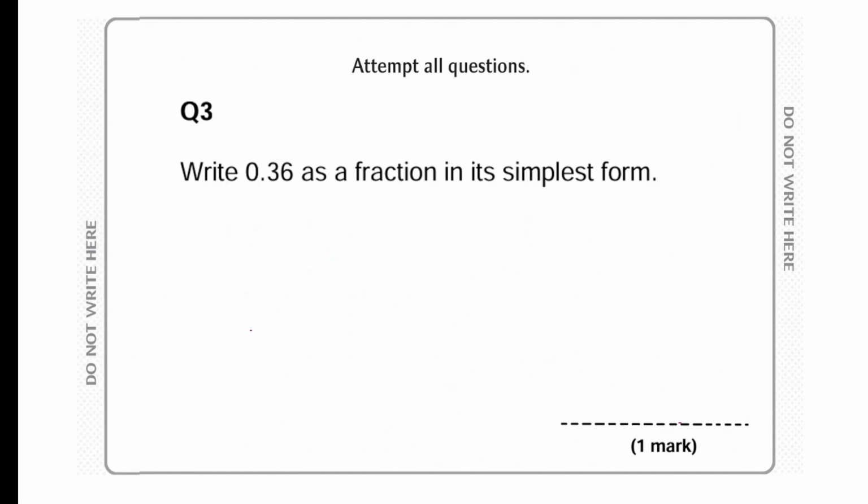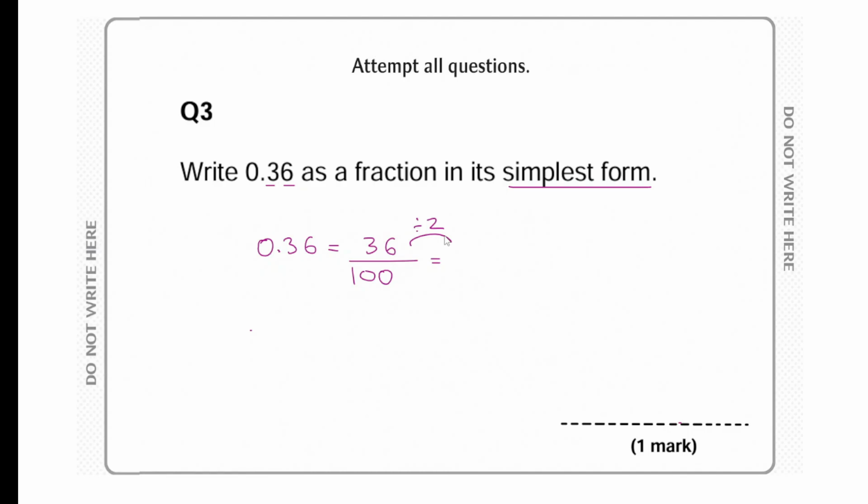Here's the third question. Try this yourself first. Write 0.36 as a fraction in its simplest form. So I can see there are 2 decimal places here. So 0.36 is the same as 36/100. Now the question says to get it into the simplest form. So I can divide both of them by 2.